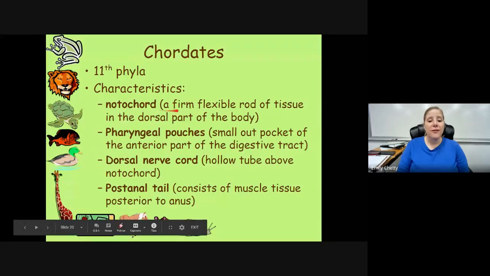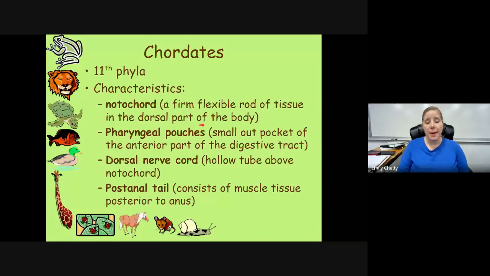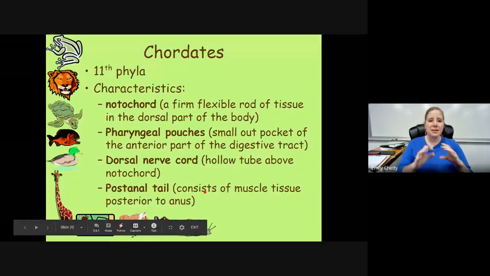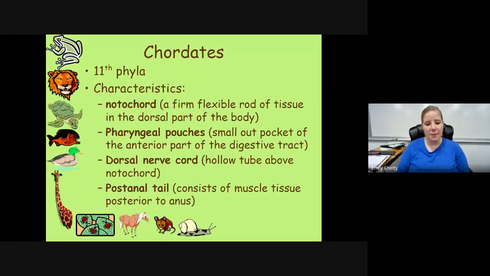The notochord is a firm, flexible rod of tissue in the dorsal part of the body, the backside. The pharyngeal pouches is a small outpocketing of the digestive tract. It can also be pharyngeal slits, which are going to be slits on the digestive tract. The dorsal nerve cord is a hollow tube above the notochord. And the postanal tail is a muscular tail that extends beyond the anus. And I'm going to show a picture in a second, but I'll give you a second to write these down. You will be asked the 4 characteristics of chordates more than once.